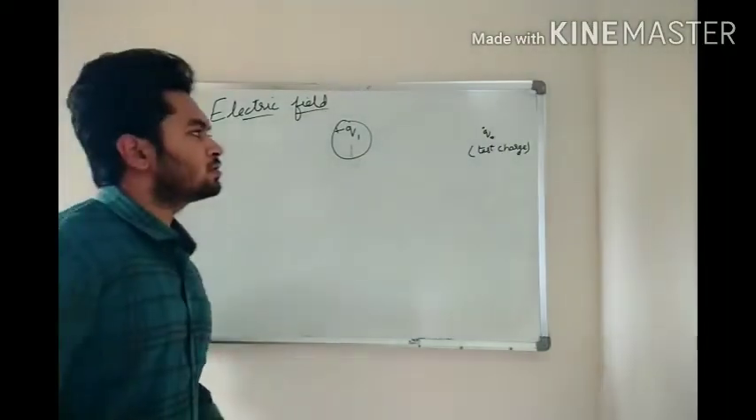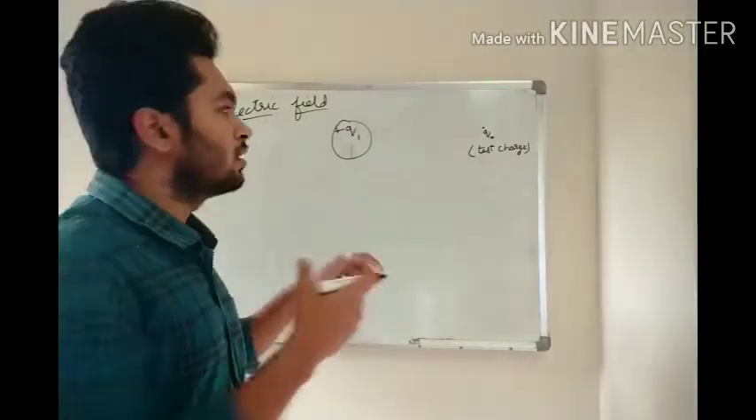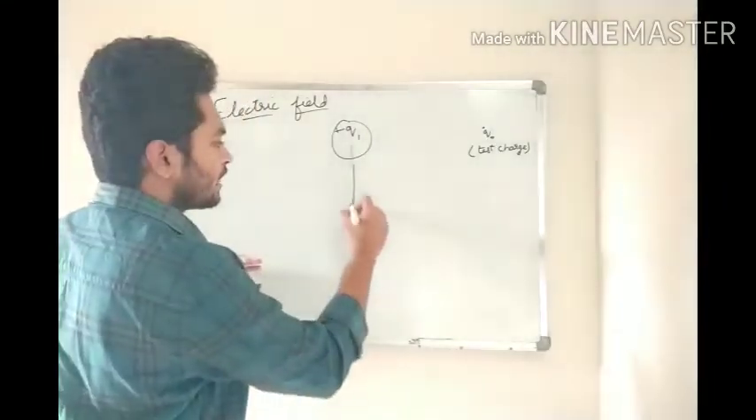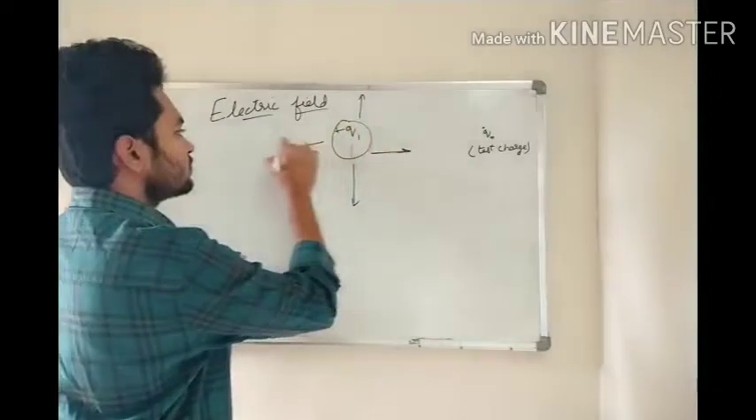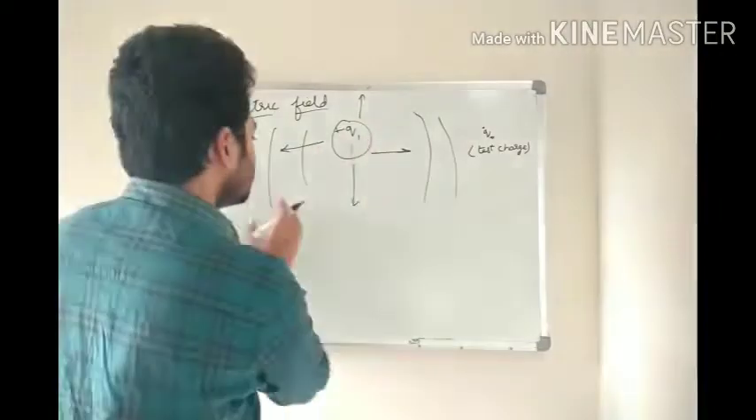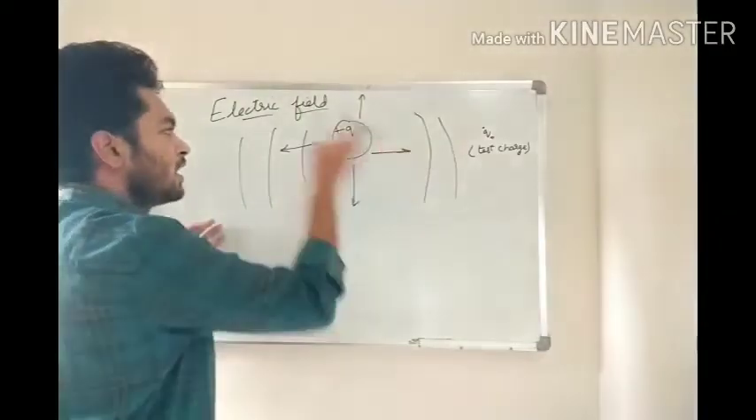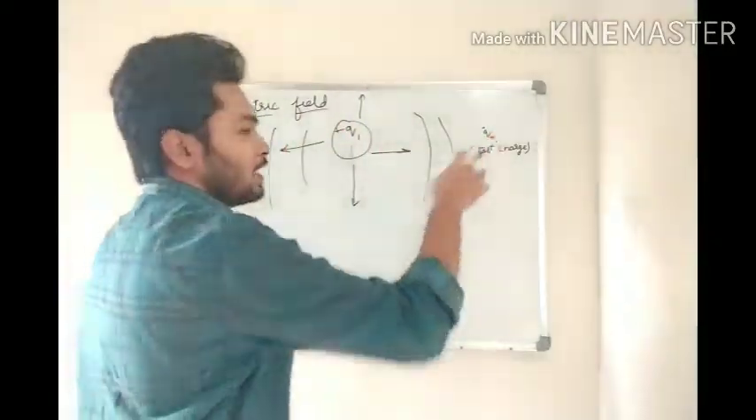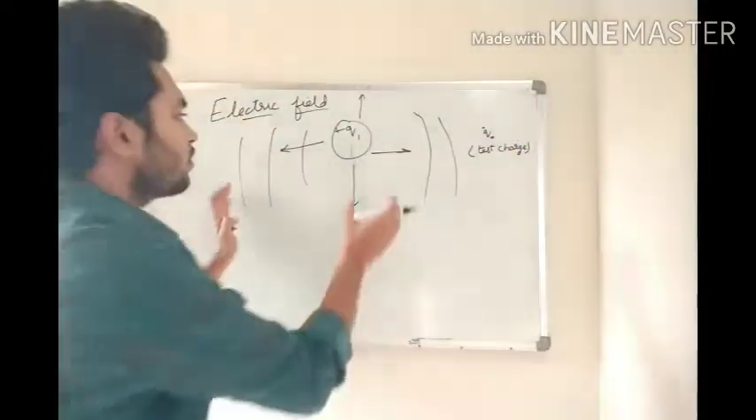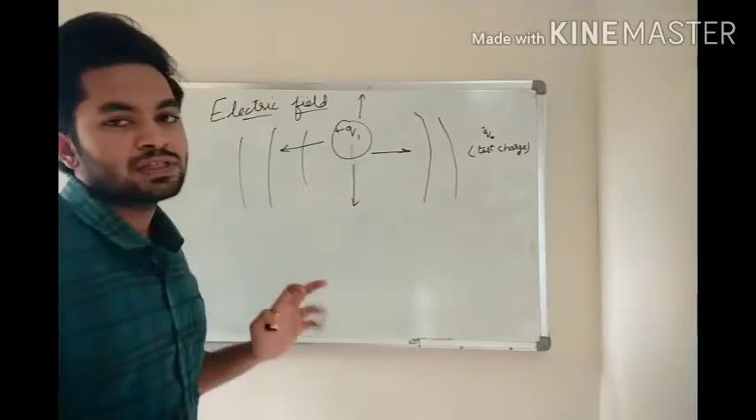Now, suppose this is our positive q1. This q1 will be applying an electric field like this in all directions, like in the form of waves. All these waves are the field of this q1. Till now we have seen one charge being brought near another, but from now on we are going to use the term electric field. So these waves are the field of this positive q1.